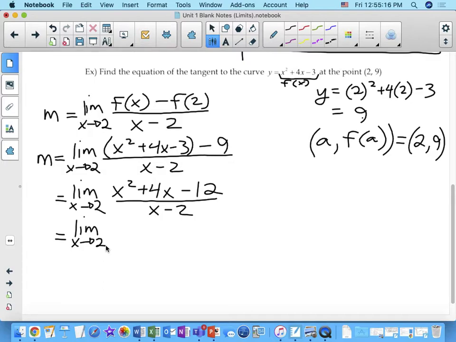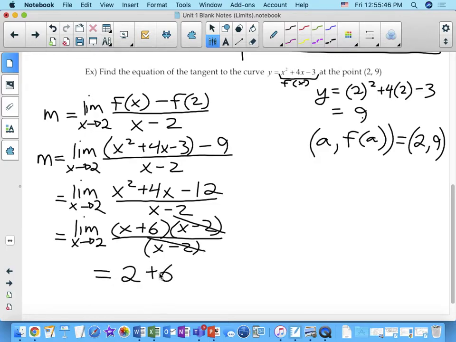Right. It factors into x plus 6 times x minus 2 over x minus 2. And now we have addressed our problem because our denominator cancels out with that factor in the numerator. Okay. Now we can do a substitution because when we plug in 2, we don't have an undefined value. So we're going to get 2 plus 6, which is 8. So m is 8.